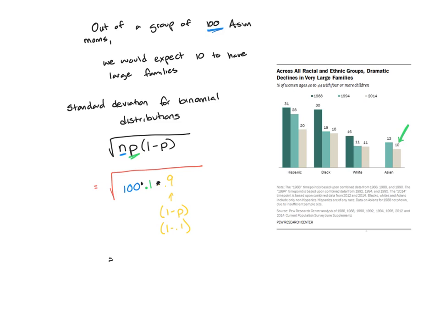Now, for our problem here, our standard deviation is actually going to be right around 3. And what this tells us is that, well, yeah, we expect 10 out of every 100 women to have large families. It might be 3 higher, it might be 3 lower. There's a lot of variation going on here.